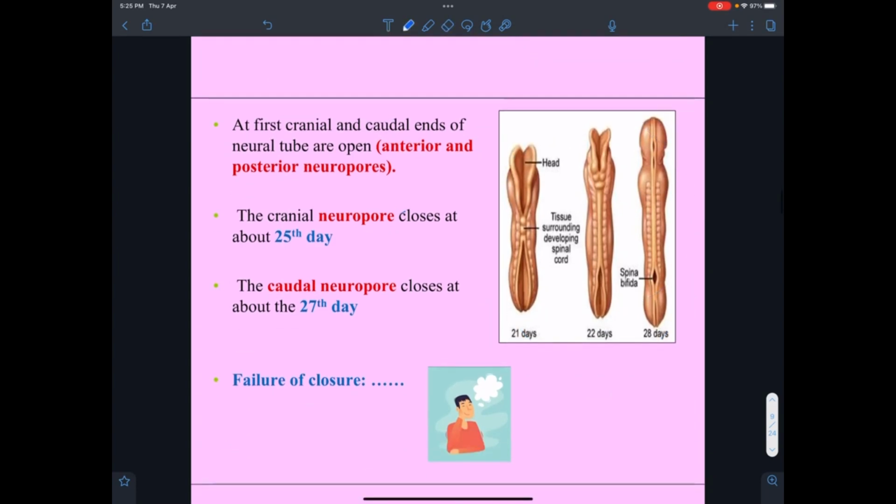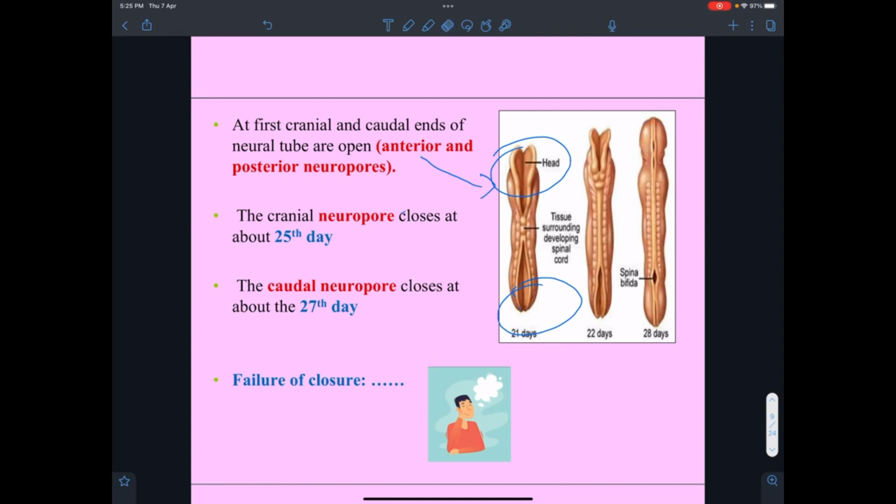We can see that the neural tube in this picture consists of two openings, on the cranial end, or cephalic end, and on the caudal end. On the cranial end, it has an opening known as the anterior neuropore. You could call it the cranial neuropore, same thing. And on the caudal end, we have the posterior neuropore, which is also known as the caudal neuropore.